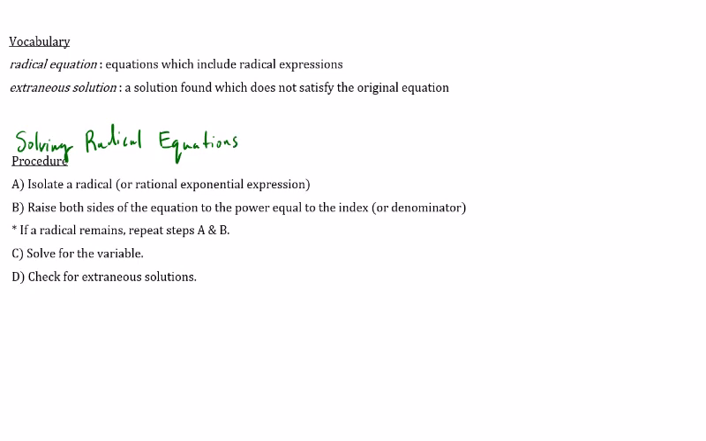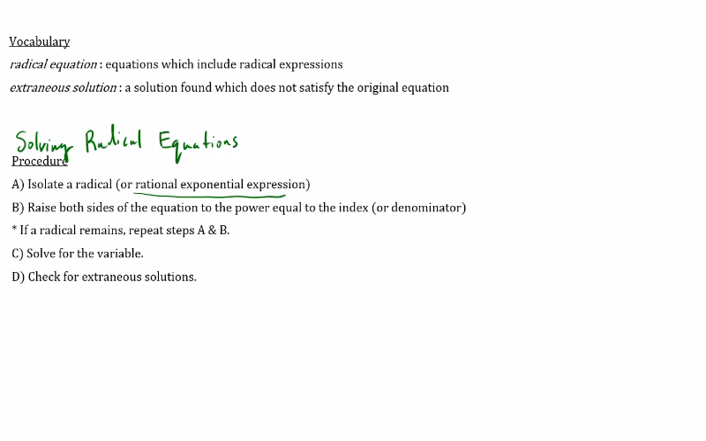What you're going to do first is isolate a radical, okay? And sometimes there's only one radical, so sometimes you isolate the radical, but I put a radical because sometimes you have more than one radical expression, okay? Now remember that if you have a rational exponential expression, that's the same as having a radical, so you kind of treat it the same way. So isolate the radical or the rational exponential expression.